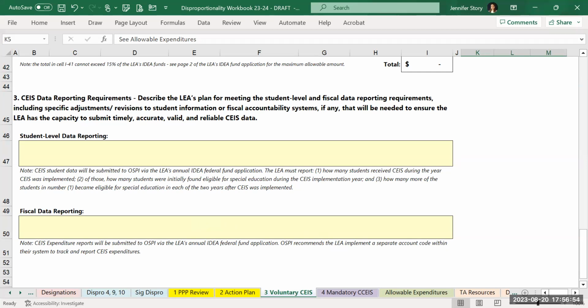If you're interested in beginning to implement CEIS on a voluntary basis, we are more than happy to help you with this. Please let us know. You can email our WISM email address, the same one that you're submitting the workbook to, and we're happy to help you.